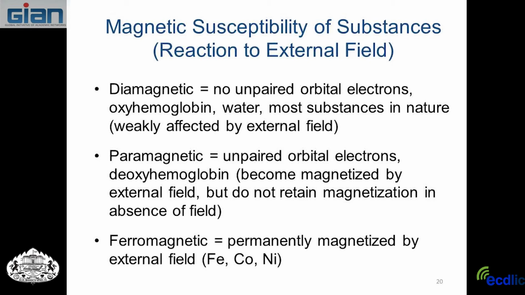And then there's ferromagnetic, which means something that is permanently magnetized by an external field. So when you think of an actual metal magnet, this is something that's ferromagnetic. You take it out of a magnetic field, it still retains its magnetic properties. You put it next to the refrigerator, it's still going to immediately be attracted to it. So that is something that is ferromagnetic.